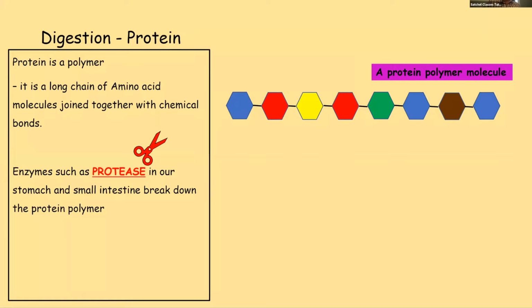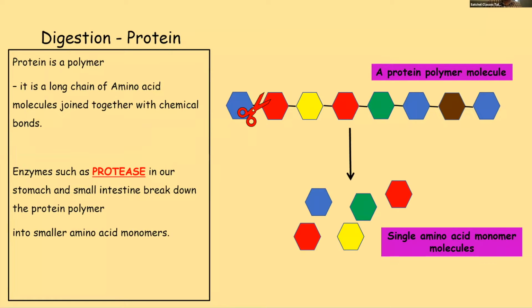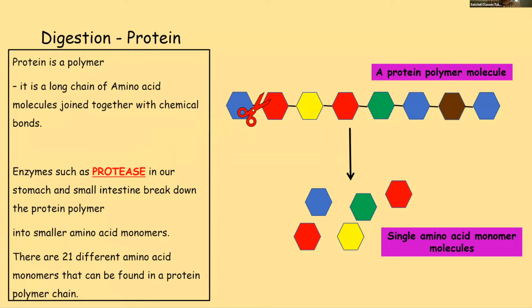Enzymes such as protease in our stomach and small intestine break down the protein polymer. Same action as before, they snip away at those chemical bonds, and what they release is single amino acid monomer molecules. There are 21 different amino acid monomers that can be found in a protein polymer chain.